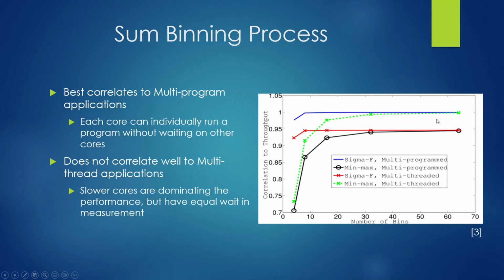And so this is actually the same graph that I showed earlier. Just want to focus on the other line. So the sigma F, the blue line, and the red line are the sum binning method. And you can see that it does in a similar fashion for multi-threaded programs, where it does not correlate as well, does not quite approach true correlation to throughput, where for multi-program this does. So it essentially behaves oppositely as the min-max method does.